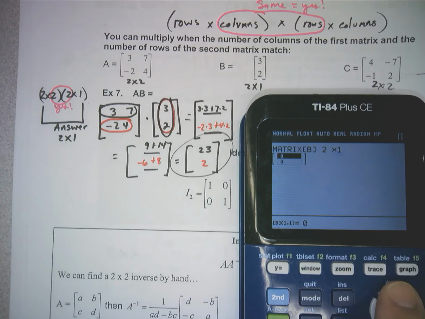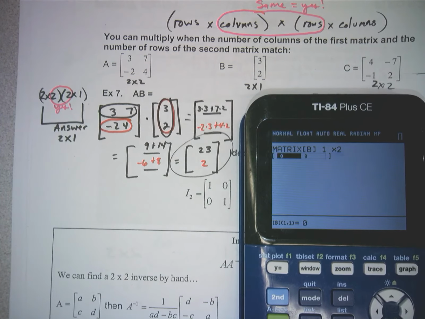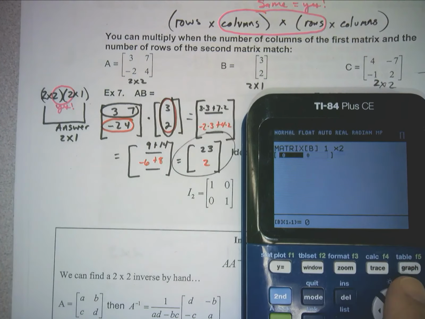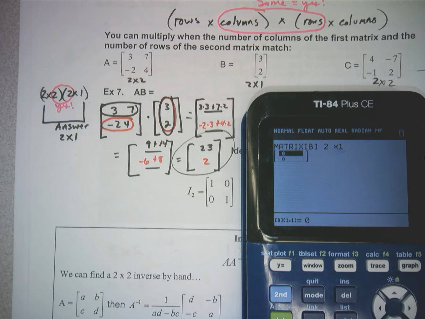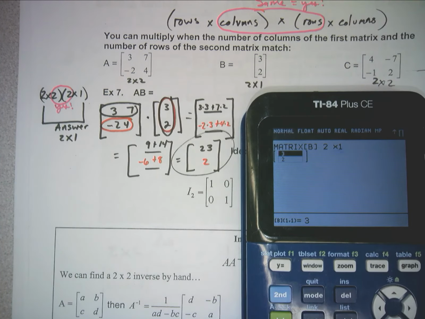Okay, and this is where if you're not sure, is this a 2 by 1 or a 1 by 2? That's definitely not what that looks like. So I know it's a 2 by 1. I type in my numbers, 3, enter, 2, enter. So I've got matrix B now. It's a 2 by 1. If I'm going too fast, let me know. If you're lost, let me know. Matrix C. So I go second, matrix, edit, go down to C now.